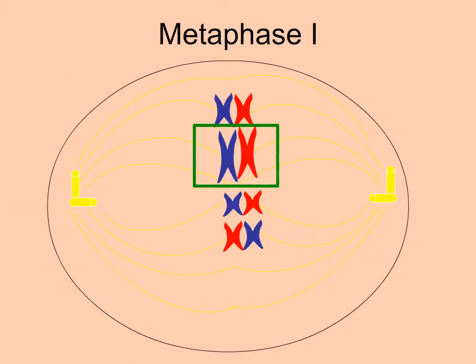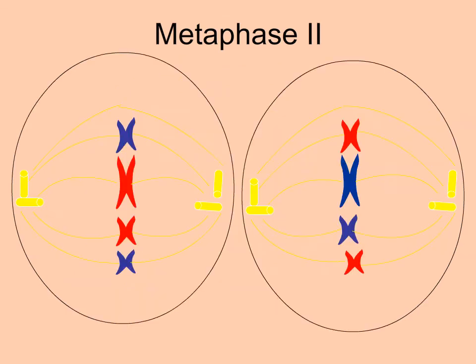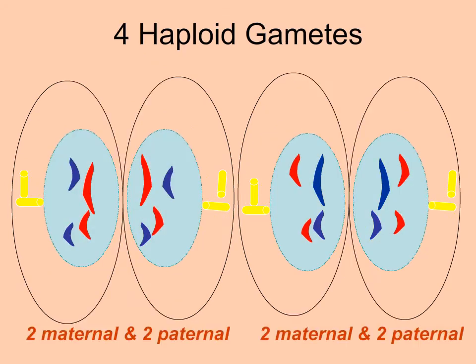But let's change the orientation of this second set of homologous chromosomes. There. Now the maternal chromosome is facing the pole to the left and the paternal is facing the pole to the right. Let's find out what the resulting haploid cells will look like. So with that one change, we have 4 haploid cells with 2 maternal and 2 paternal chromosomes.